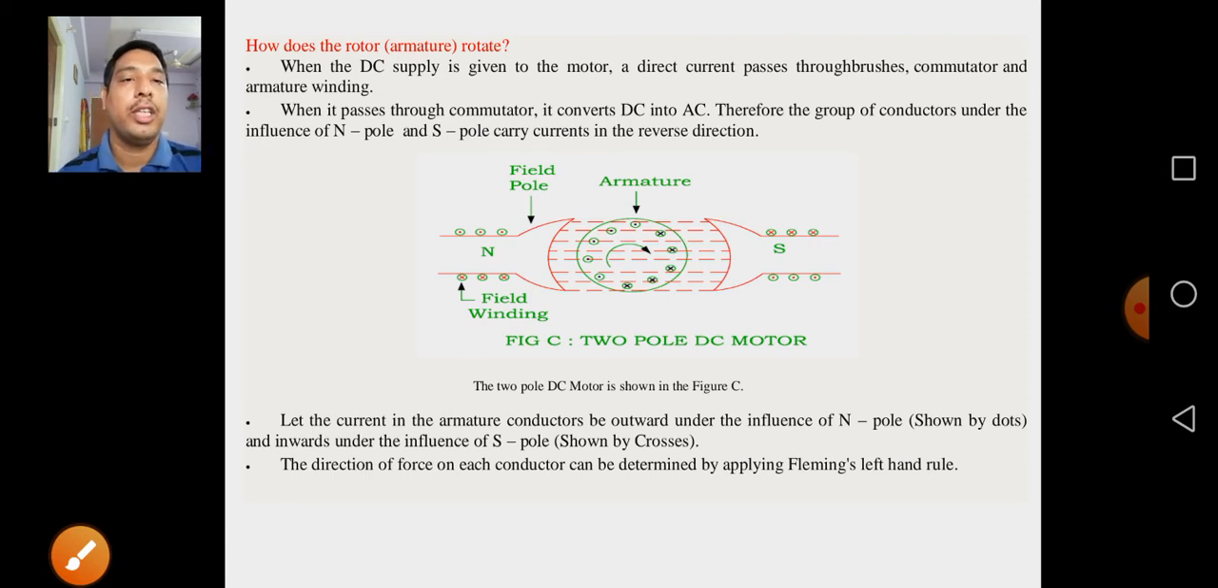And one more thing: the direction of the force on each conductor can be determined by using Fleming's left hand rule. But in the case of the DC generator, the direction of the induced EMF is determined by using Fleming's right hand rule.